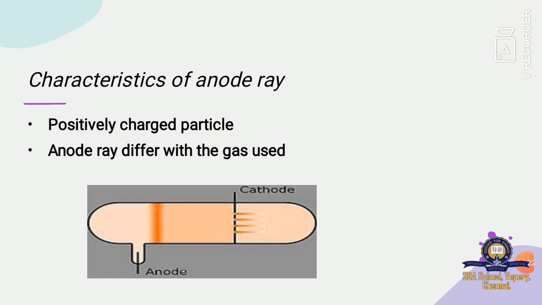And the particles constituting anode ray differ with the gas used in the discharge tube. So the particles making anode ray will differ with the gas they use. When they use different gas, then the particles constituting it will also differ. So these are the two characteristics. First, it has positively charged particles, and second, anode ray differs with the gas used.